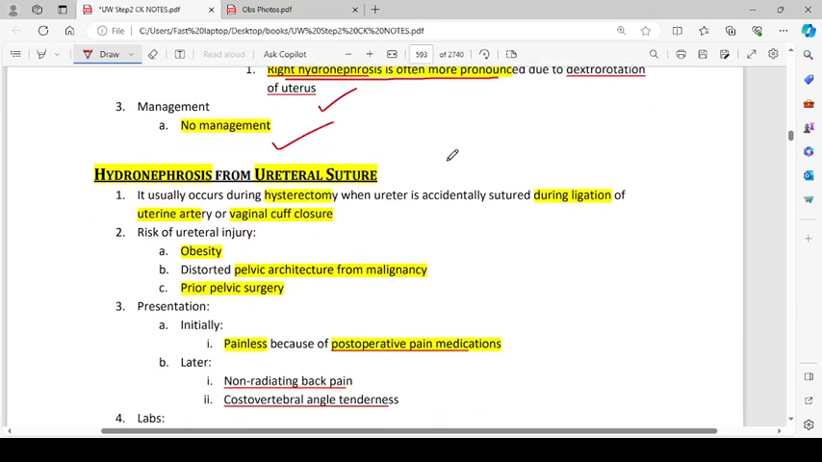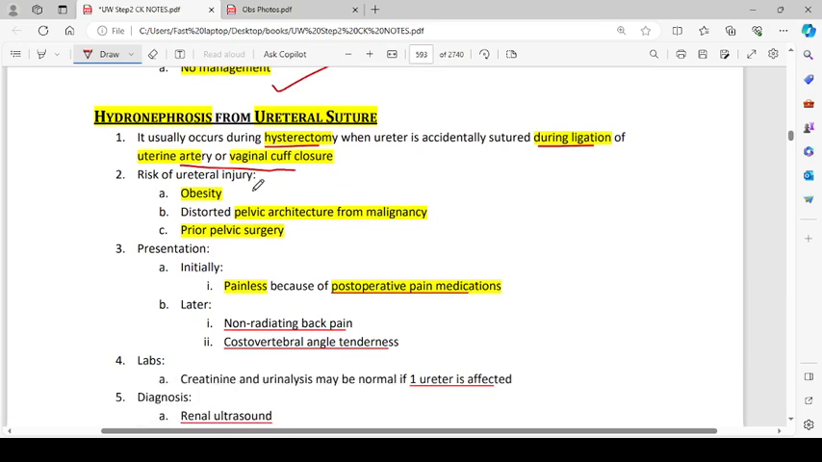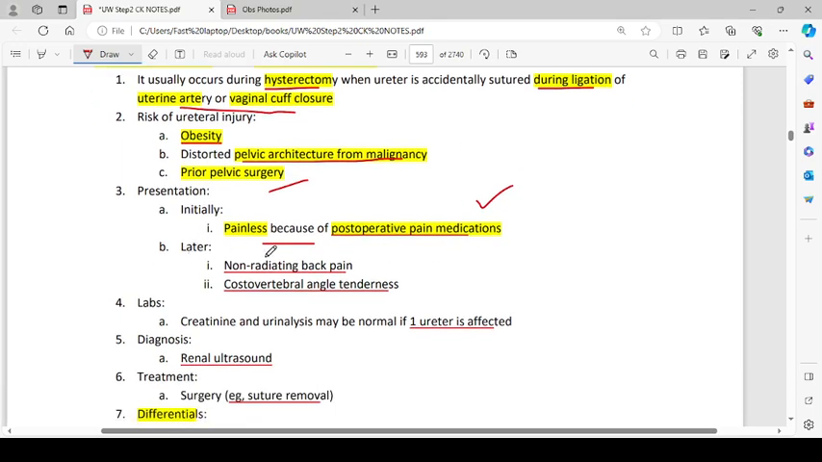Hydronephrosis from ureteral suture. It usually occurs during hysterectomy when ureter is accidentally sutured during ligation of uterine artery or vaginal cuff closure. Risk of ureteral injury is obesity, distorted pelvic architecture from malignancy, and prior pelvic surgery. Presentation: initially painless because of post-operative pain medications, and later on there will be non-radiating back pain and costovertebral angle tenderness.